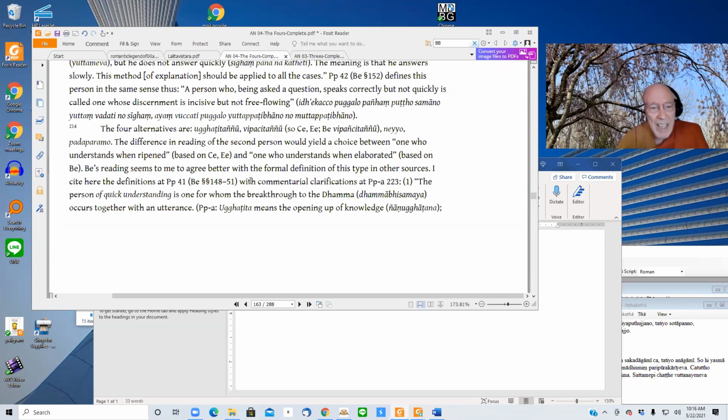teaching is revealed. And by understanding here is not meant simply understanding intellectually, but it is understanding by making the breakthrough, the abhisamaya, the realization of the truth of the Dhamma. In other words, attaining at least the stage of sotāpatti, or stream entry. So an example of somebody who was ugghatitaññū would be Aññā Koṇḍañña.